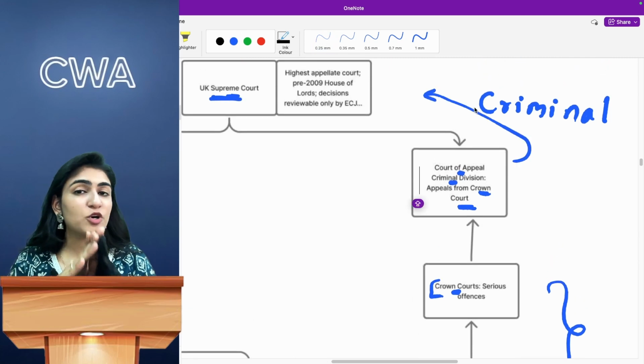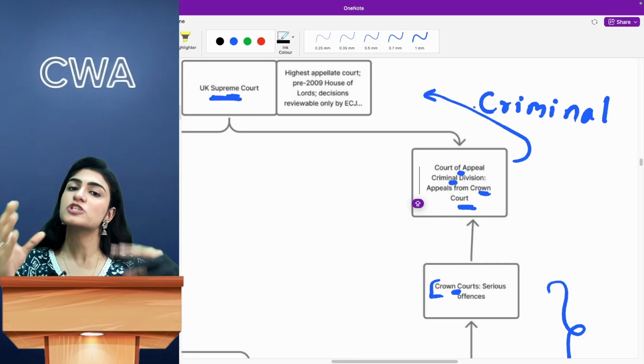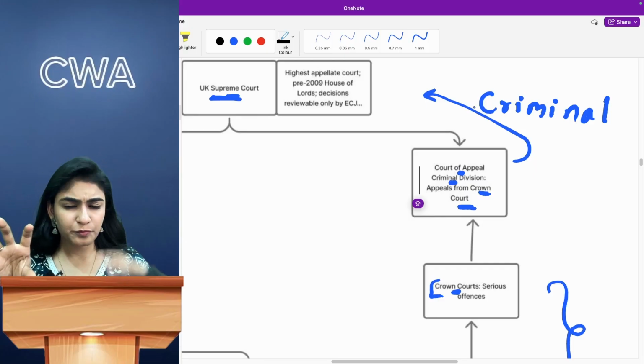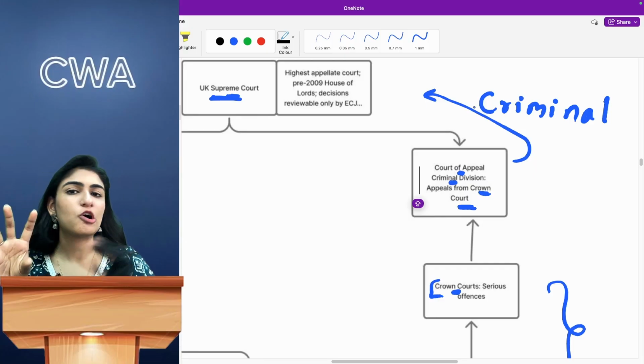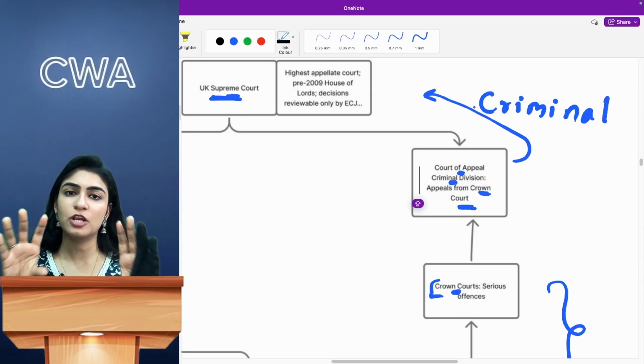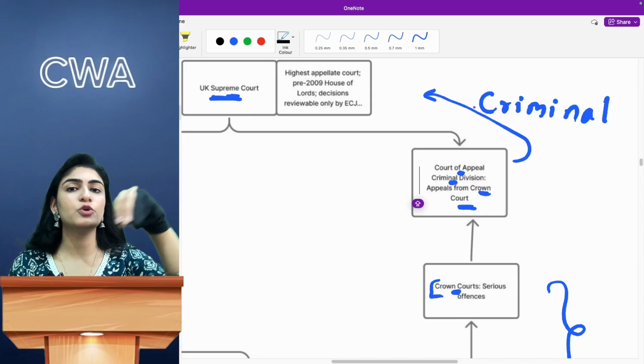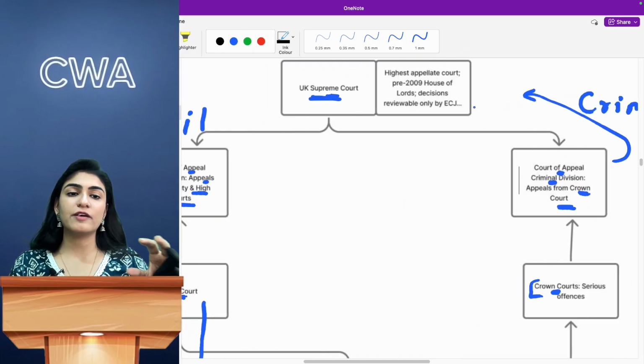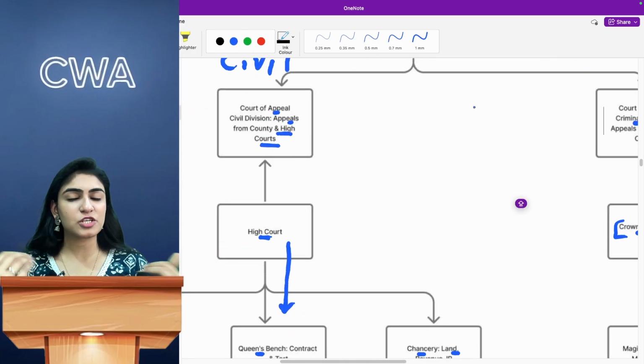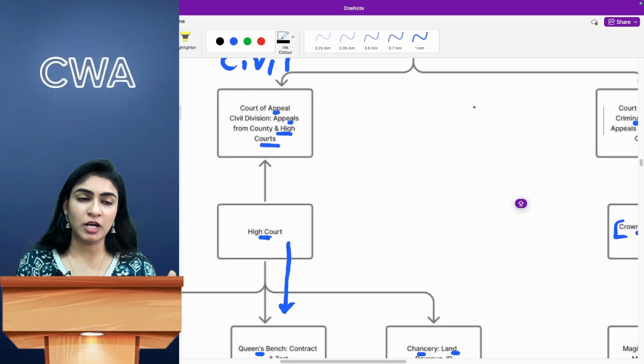In case of the Supreme Court, there are no two separate divisions. Even civil cases related to civil law or cases related to criminal law are supposed to go to just one UK Supreme Court. However, the lower courts are distributed between civil and criminal divisions.